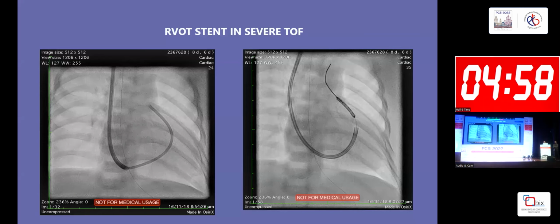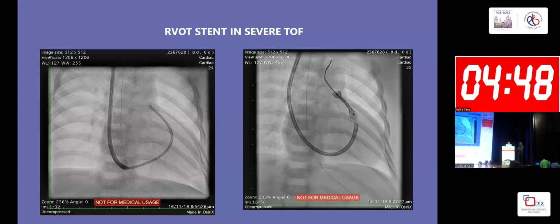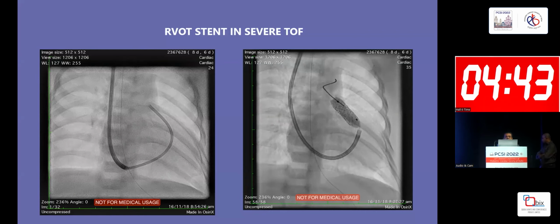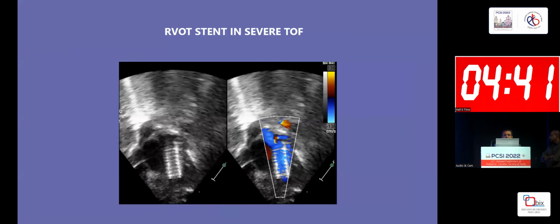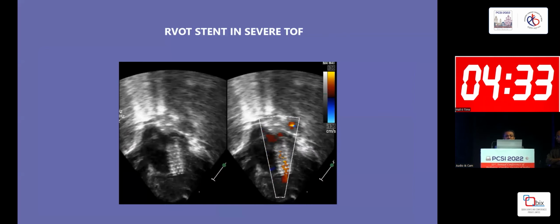Sometimes venous access from the femoral end may not be possible, and then you need to have a neck access. This is a child in whom we had a lot of difficulty in getting into the right ventricle. We used a neck access to enter the RVOT, and we used a stent to open up the RVOT tract. We often use echocardiography to assess outcomes, and this is how the RVOT flow was established after deploying the stent.